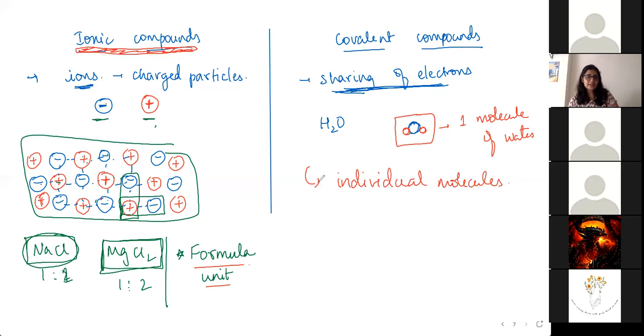Okay. So that is why, when you're trying to figure out the mass of these compounds, you use the words formula unit mass for ionic compounds. And in this case, because you have individual molecules, you use molecular mass. Okay. Is this making sense? Kind of.